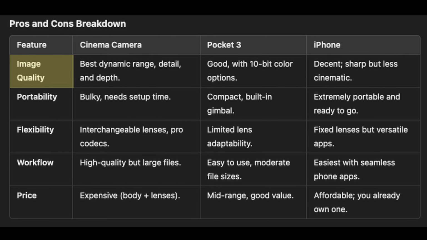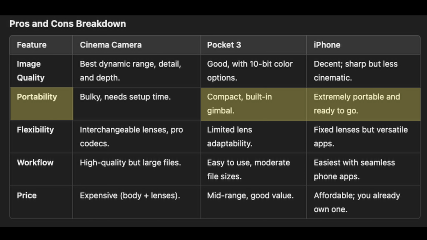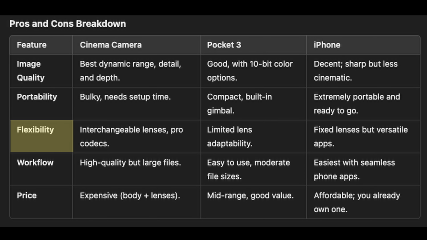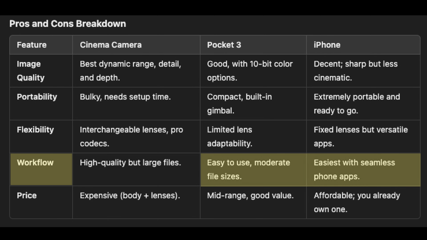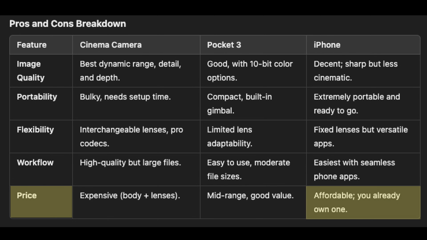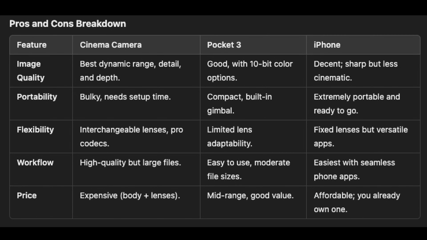So with the pros and cons, image quality is certainly going to lean towards the cinema camera with 10-bit color and different settings on the phones. It can work. Portability is going to lean more towards the Pocket 3 and the iPhone. Flexibility as far as interchangeable lenses and codecs goes absolutely leans towards the cinema camera. Workflow, as far as file size, would be smaller with the Pocket 3 or the phone. Everyone has a phone in their pocket that records video, so that's where the phone has that advantage, and depending on what your budget is, it's endless.